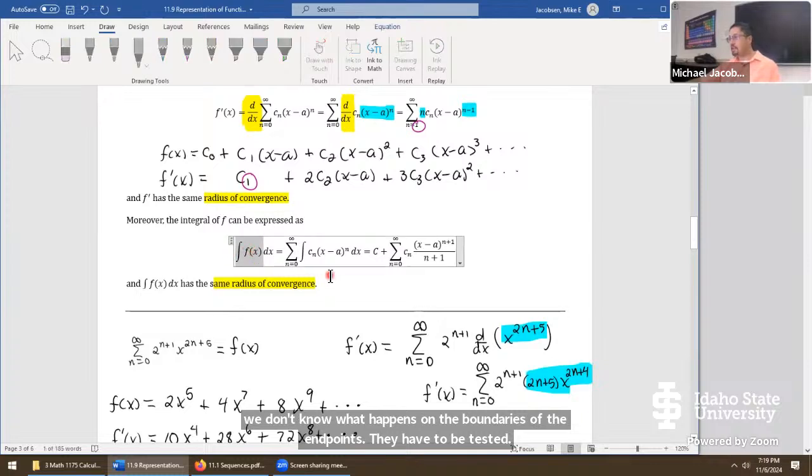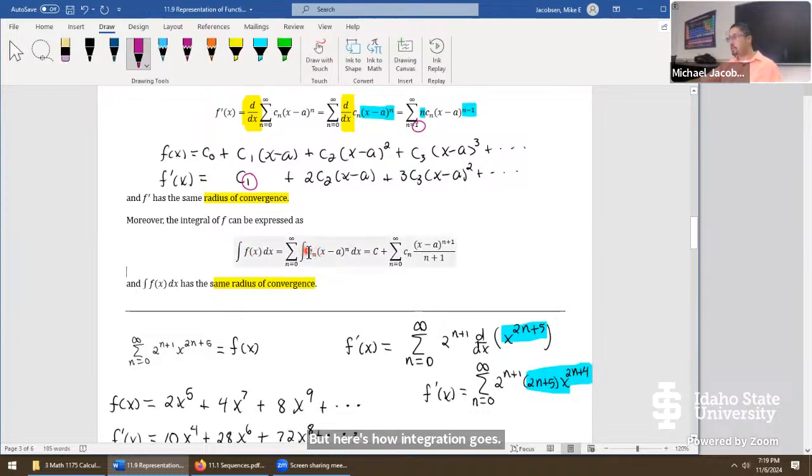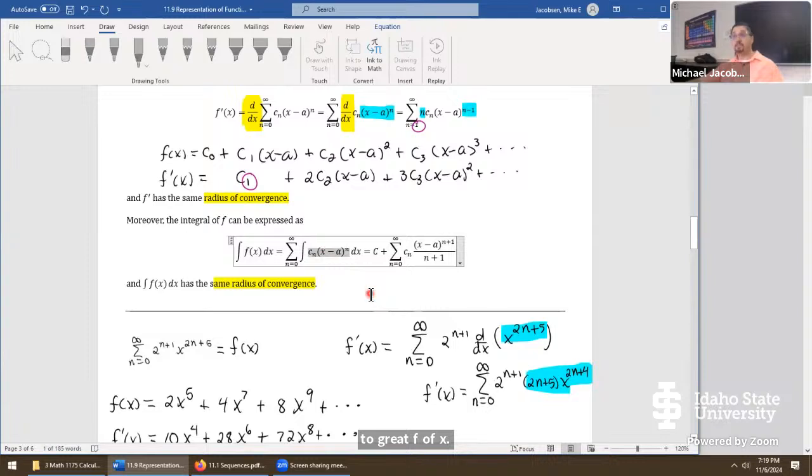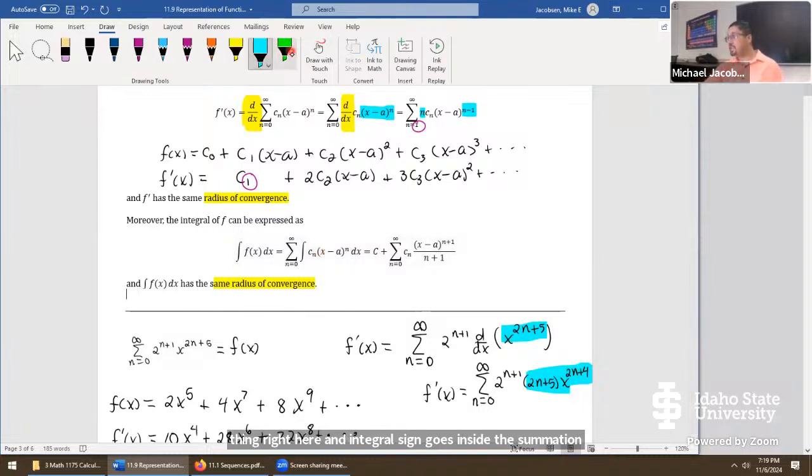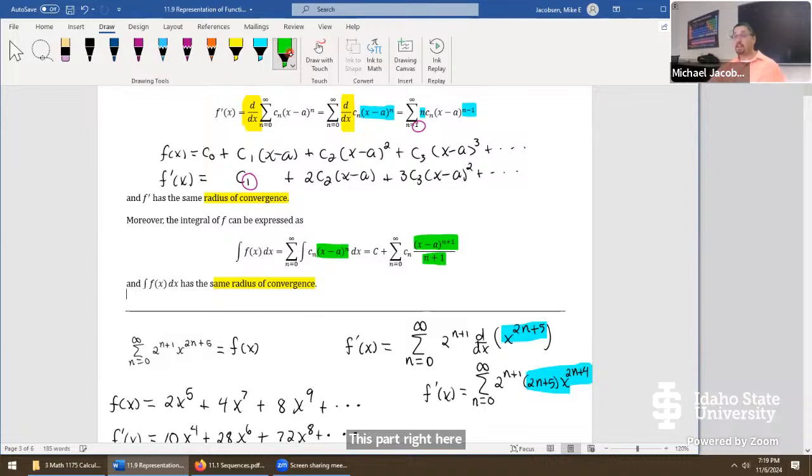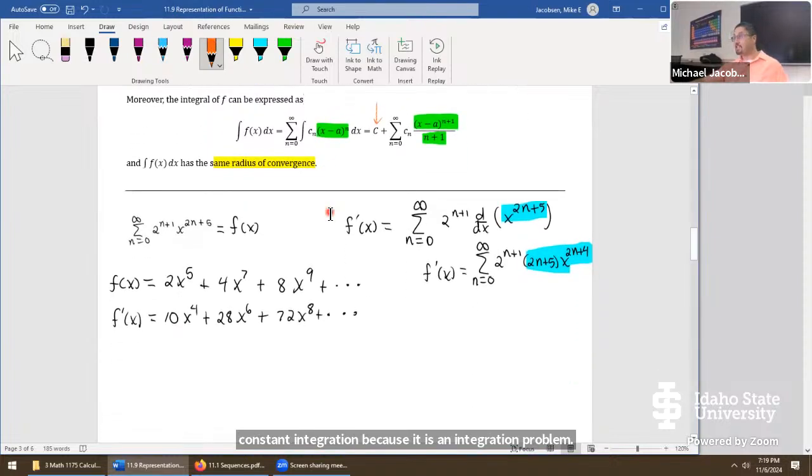Integrate f of x. Well, f of x can be replaced with this thing right here, and the integral sign goes inside the summation, which just means this part right here turns into x minus a to a higher power. We divide by that new power, and this is super easy to miss. It still needs a constant of integration because it is an integration problem. So that's what integration looks like for these things.